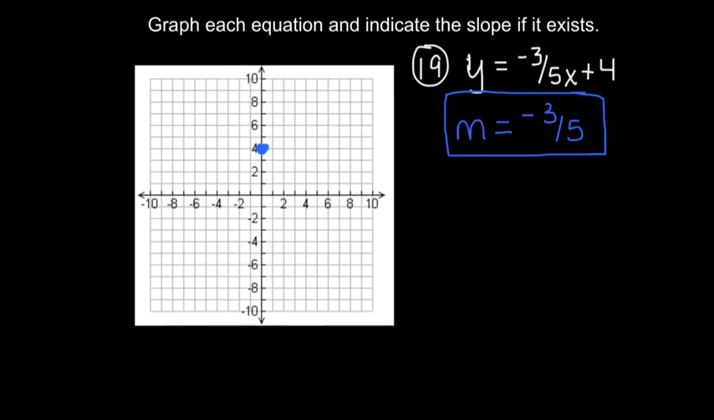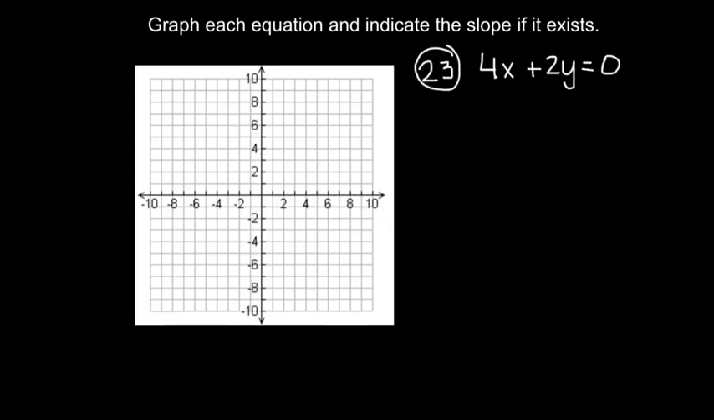So again, I'll go down 3 over 5 to put me at this point. I need 2 points to graph a straight line. There's my 2 points. Let me connect them a little better than that. Let's erase that. Okay, now let's try. Connect those points. Now it's still not a great line, but that would be a rough sketch of the line y equals -3/5 x plus 4.